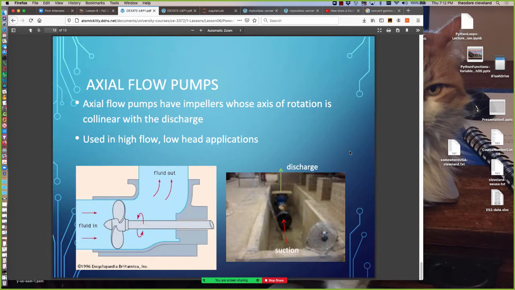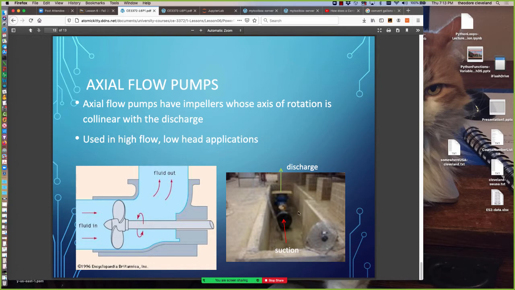Axial flow pumps, as mentioned earlier, are really big propellers, and these are used in high flow, relatively low head applications. So an axial flow pump can produce enormous flow rates. The one in the photograph shown here during installation, here's the suction side, discharge is up. This pump here is the size of a pickup truck, not quite as wide, but certainly the same length, and weighs several thousand pounds.